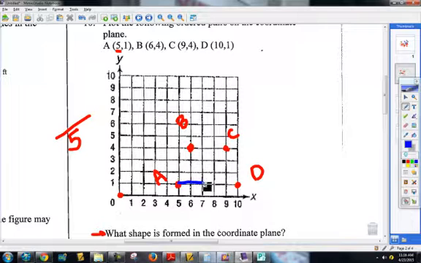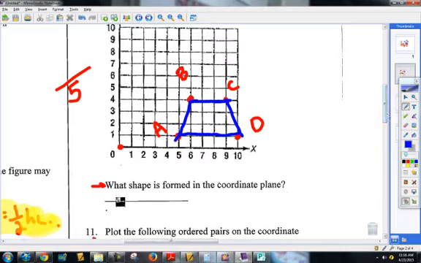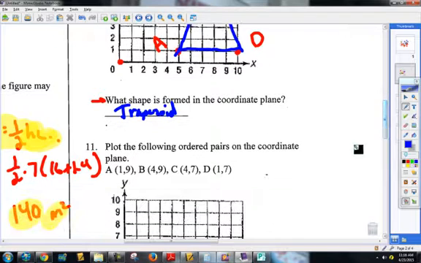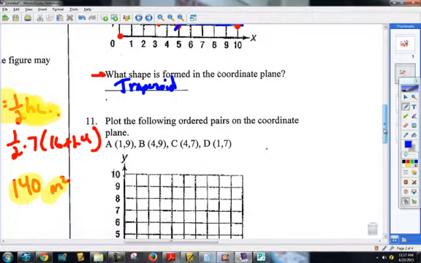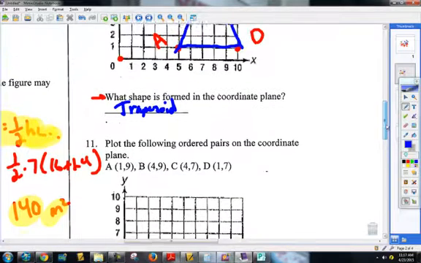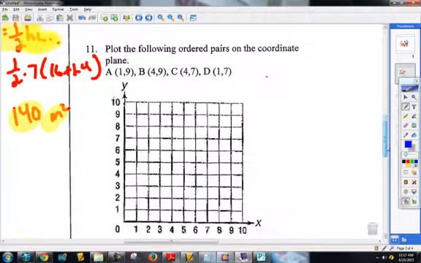Now obviously it's pretty easy to see that BC and AD are parallel to one another. So whenever you have a four-sided figure with one set of parallel sides, we've got to know that that is automatically going to be a trapezoid. Okay, if you put trap or something like that, that's fine.